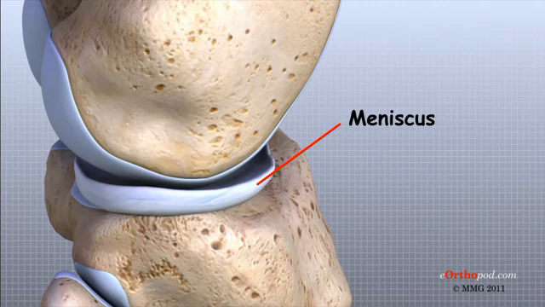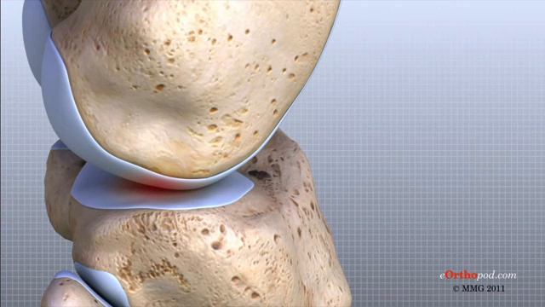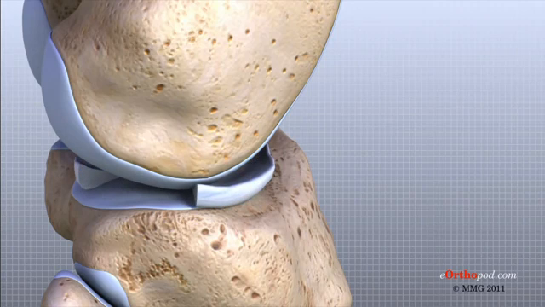Weight distribution by the menisci is important because it protects the articular cartilage on the ends of the bones from excessive forces. Without the menisci, the concentration of force into a small area on the articular cartilage can damage the surface, leading to degeneration over time. In addition to protecting the articular cartilage, the menisci help the ligaments with stability of the knee.